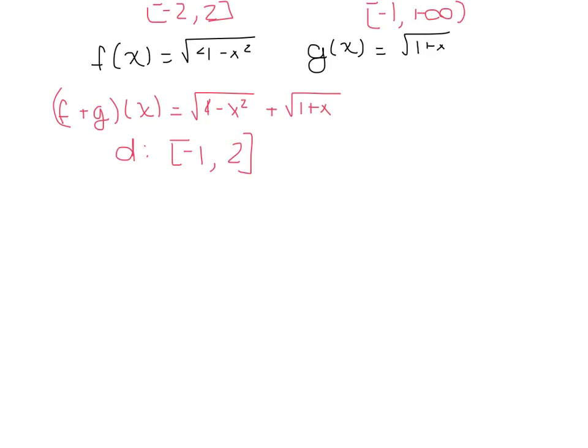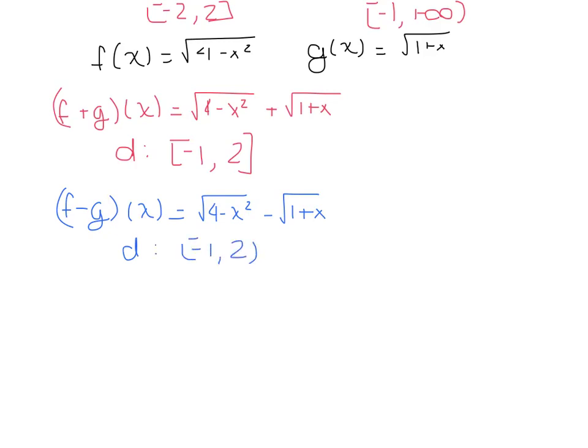Okay, so now we're going to subtract them. So we're going to do f minus g of x. And notice that it's identical, except I have a minus sign. Therefore, the domain is the same as what we evaluated for the first part. So the domain is from negative 1 to 2, including both of these, so brackets.